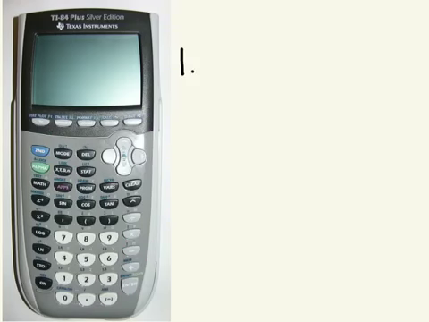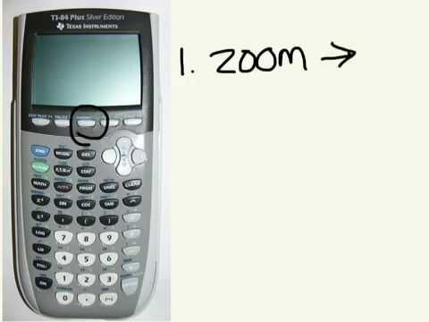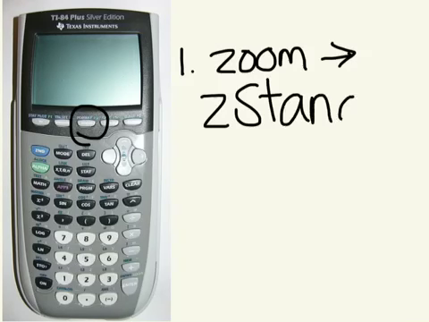The first thing we can do if our line doesn't show up is we can click our zoom key, and we can go down to zoom standard and click enter. Zoom standard will zoom out until you can see the exact line that you graphed.